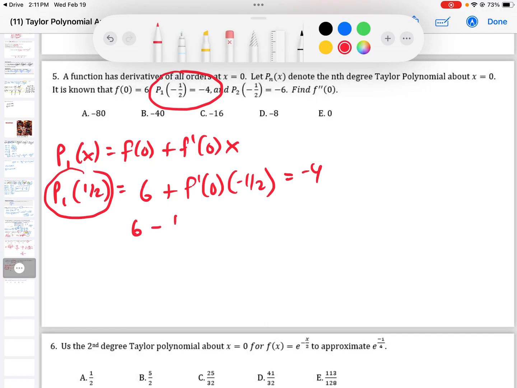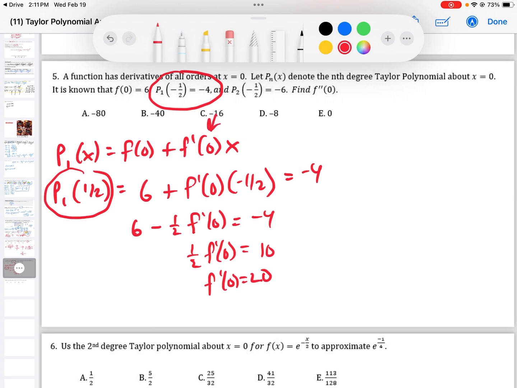So I'm going to set that equal. So I've got 6 minus 1/2 f prime of 0 is equal to -4. Subtract 6, get -10, cancel out the negatives, I get 10. 1/2 of this is equal to 10. So f prime of 0 is equal to 20.